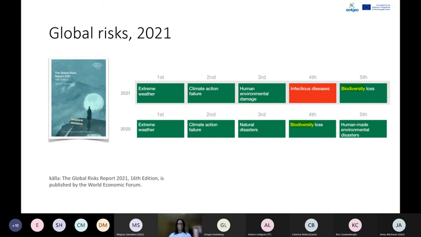So the next shows a report from the Global Risk Report of 2021. You can see that the green issues are high on the global agenda. Terrorism, war, trading, and cybersecurity are not on the top 5 list at all. So it's a lot of green risks, so to say.